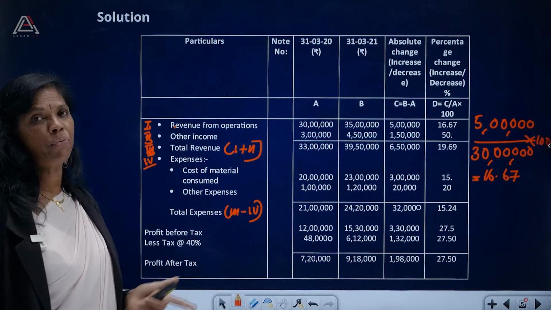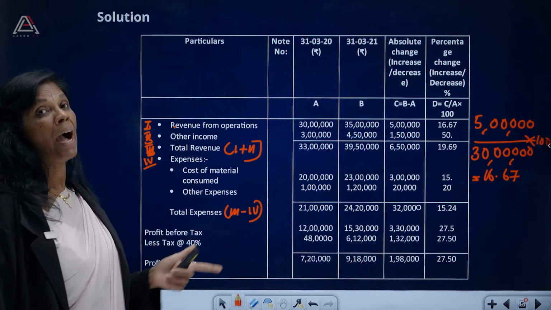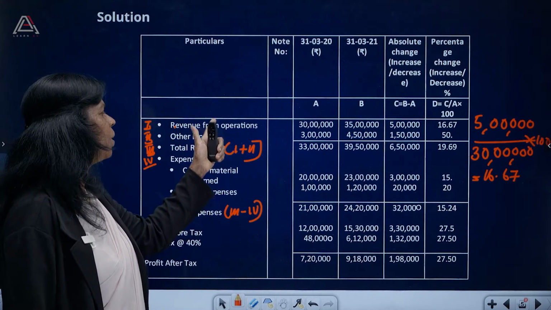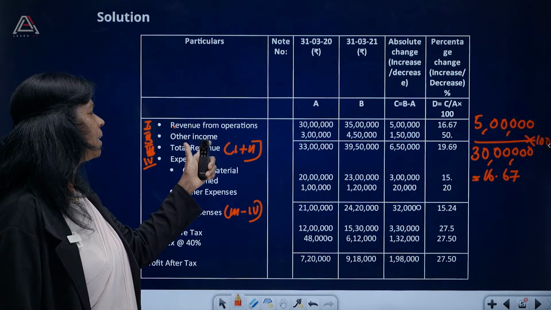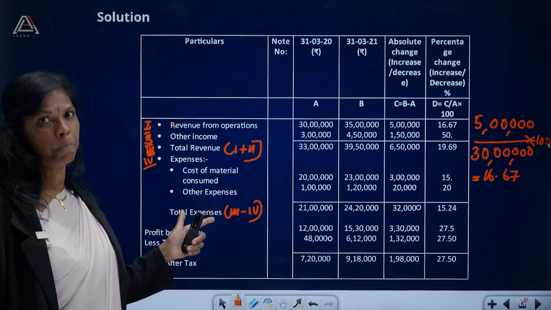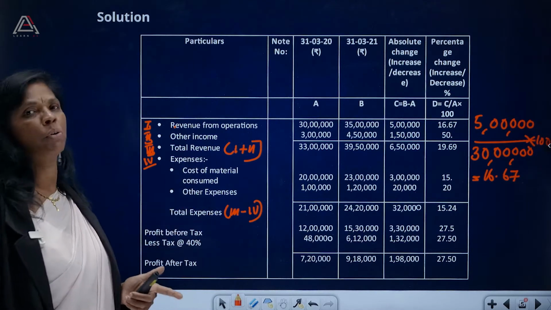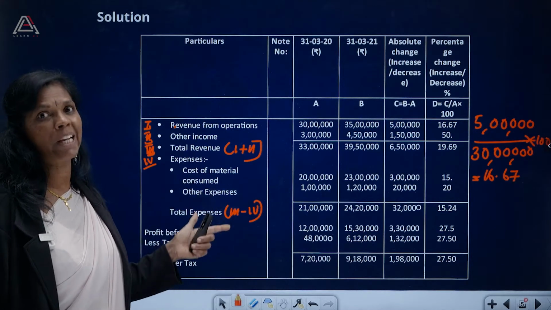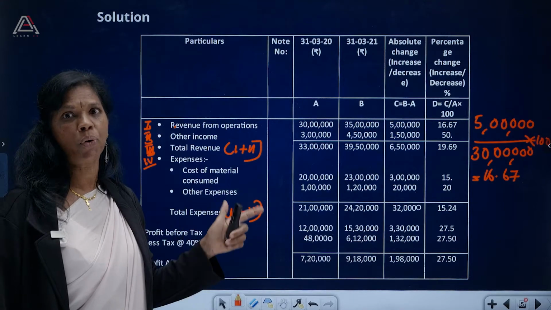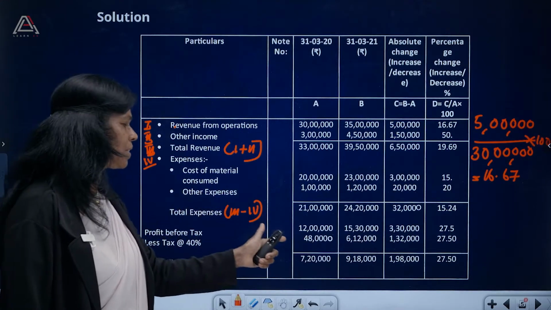First one, revenue from operation. Second one, other income. Then third one, total income, that is 1 plus 2. Revenue from operation plus other income, total revenue. Then fourth item, expenses, individual expense we have to record it. Then take the total expenses, fourth item. Then fifth item means 3 minus 4. That is profit before tax.